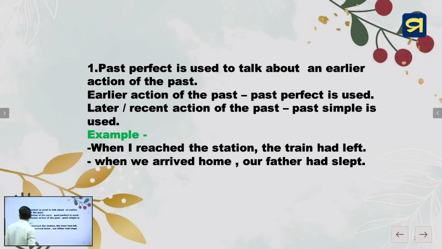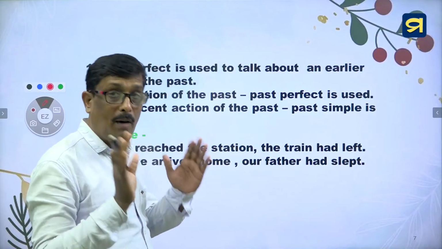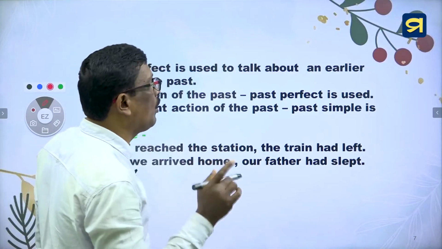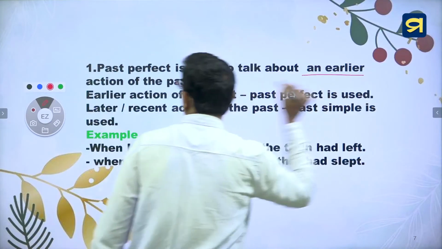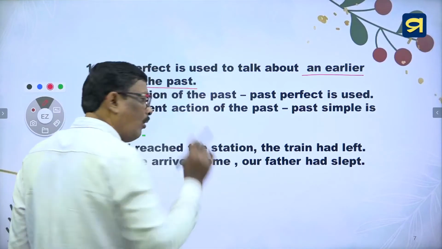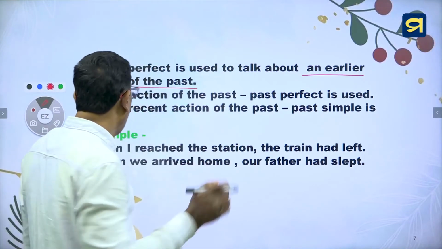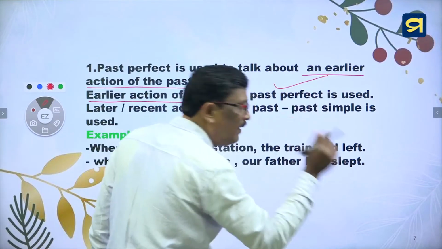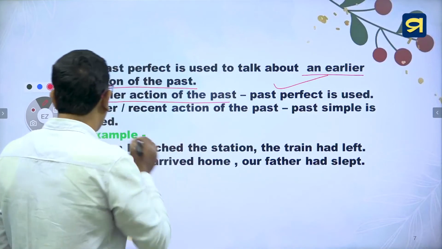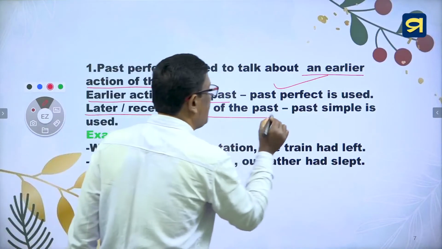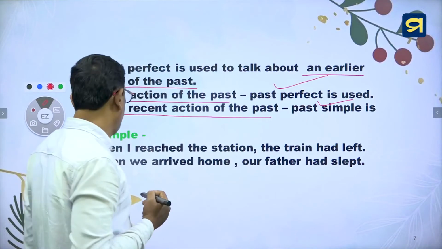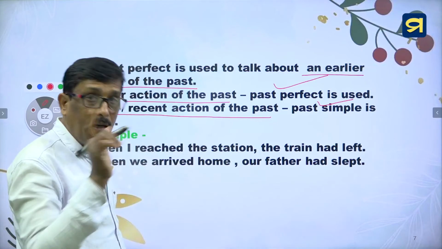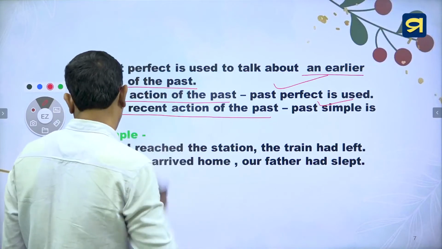Right now, we are going to discuss the use of past perfect tense. Okay? Past perfect is used to talk about an earlier action of the past. We have already discussed it. For an earlier action of the past, which tense is used? Past perfect tense is used. But for the later or recent action of the past, past simple is used. So while using past perfect and past simple, we should be very cautious with these two tenses.